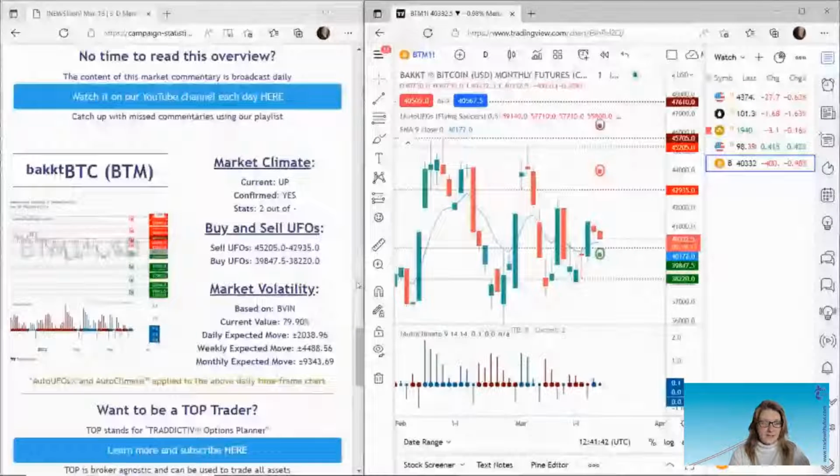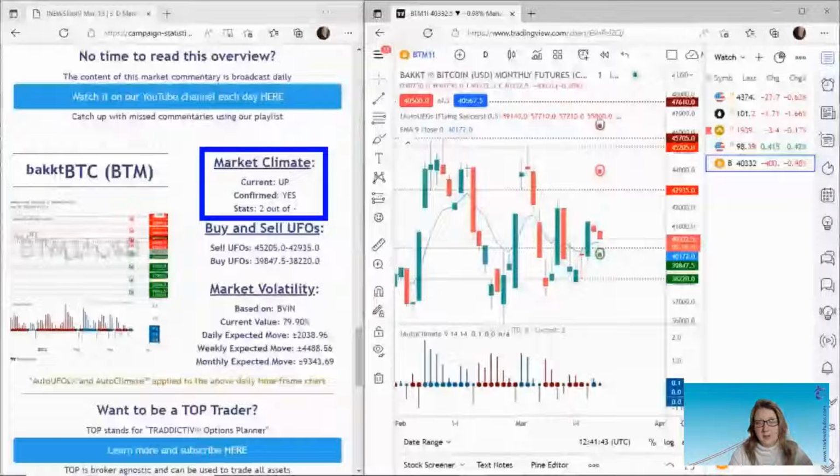Now, for each of our markets today, we have looked at 3 major elements in our 3D market commentary. We have looked at market climate, looking at our auto climate app to see where we have probabilities as to the likely upcoming direction of the market. Was it likely to go up? Was it likely to go down? Or actually, in today's case, all of them were unlikely to go in either direction.